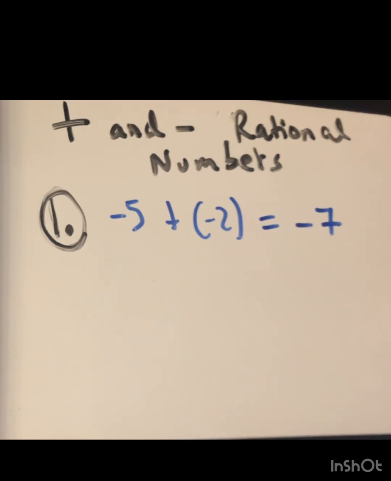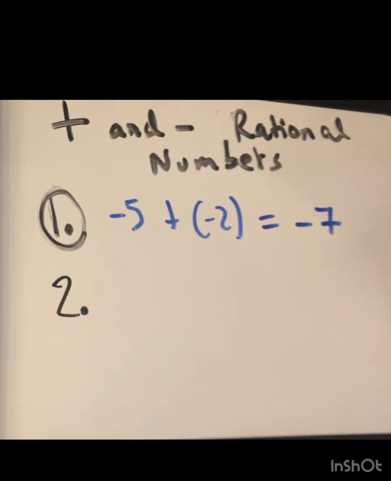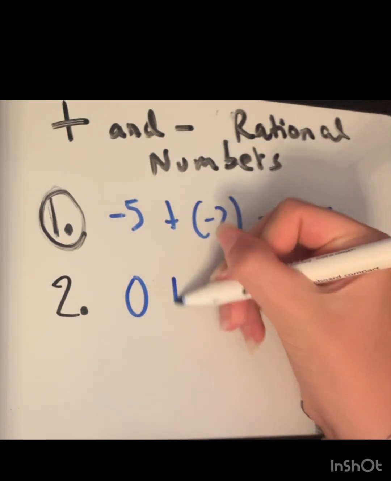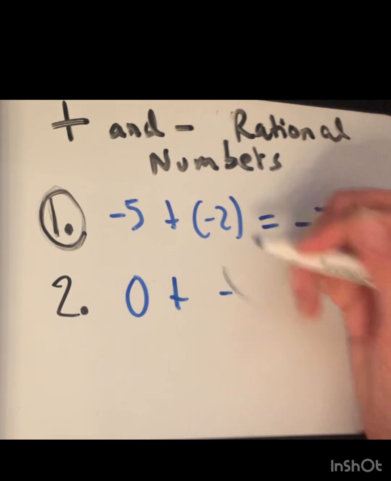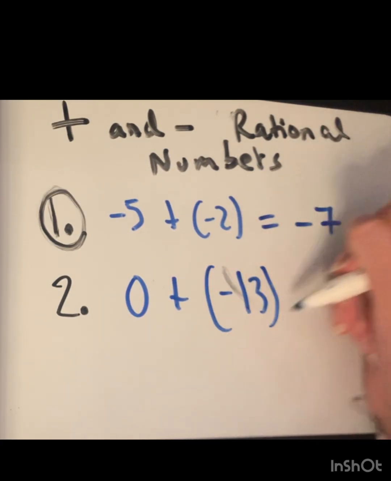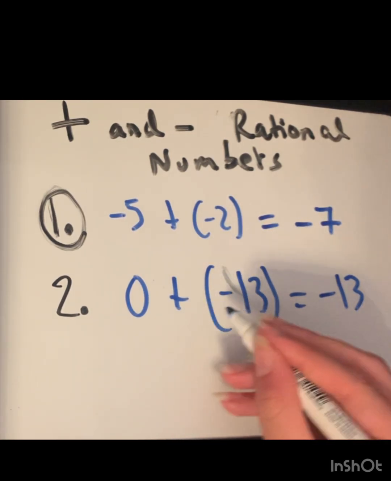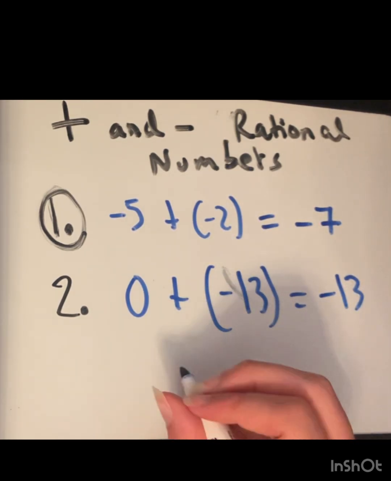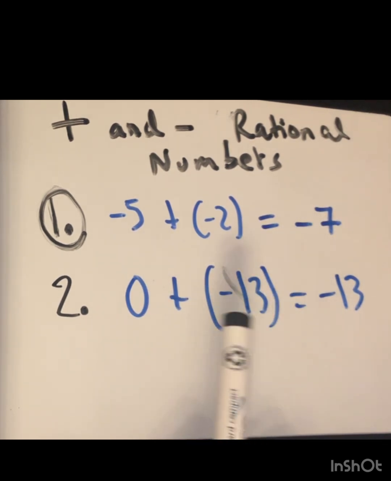Next question. Number 2. 0 plus -13. This equals -13. The plus will never affect it because of the 0. The 0 is nothing, so the plus won't affect it. Next. Number 3.